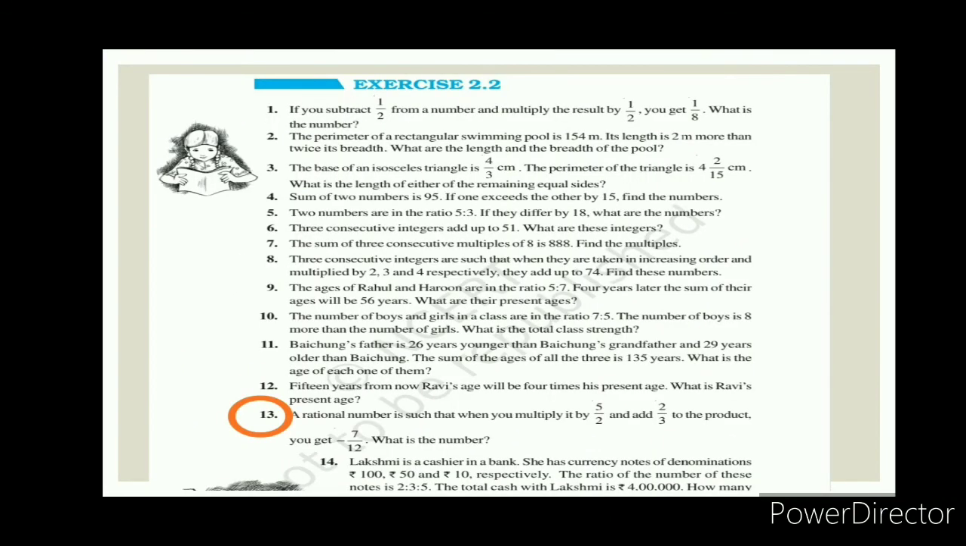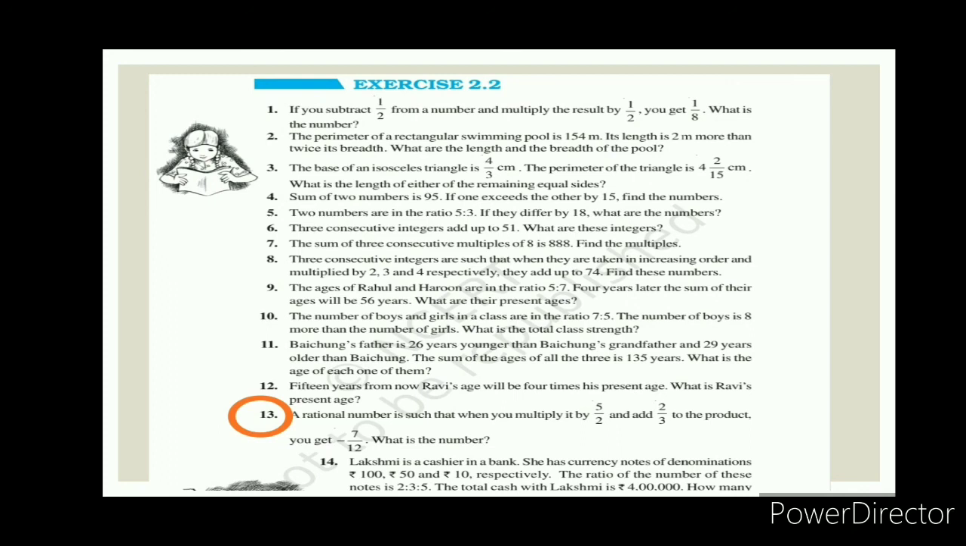The next question, 13, is homework for you. A rational number is such that when you multiply it by 5 by 2 and add 2 by 3 to the product, you get minus 7 by 12. What is the number? Using this sentence you make the equation and you can solve that equation in any method. You can use the inverse operation method or transpose method. Which one you feel easy, you follow that. So do this problem in the homework book.